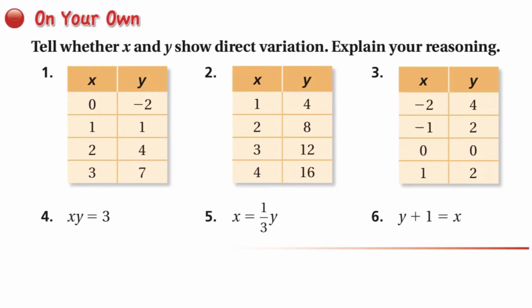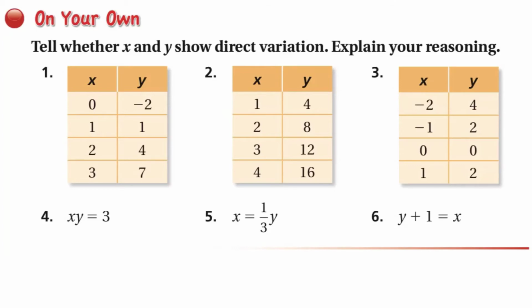Now you could also, remember since direct variation and proportional mean the same thing, you could just tell whether these are proportional, maybe by doing cross products throughout the whole table. But they want you to graph them, so you should take this opportunity to graph 1, 2, and 3. If the graph is a straight line and goes through the origin, bing, it shows direct proportionality, or they show direct variation.